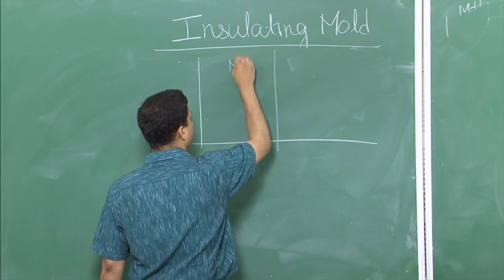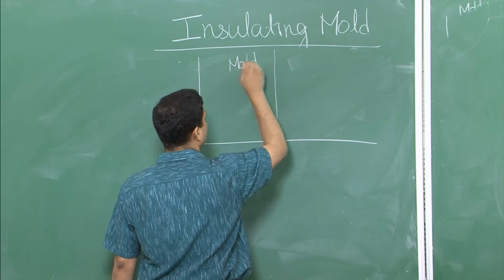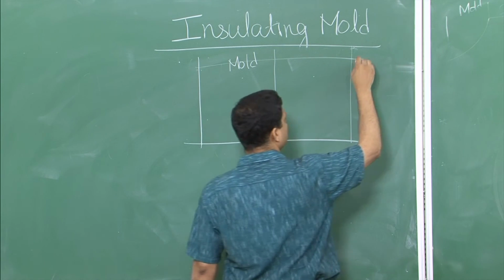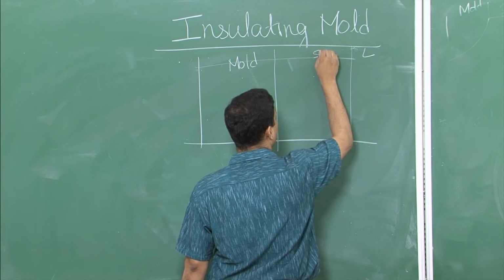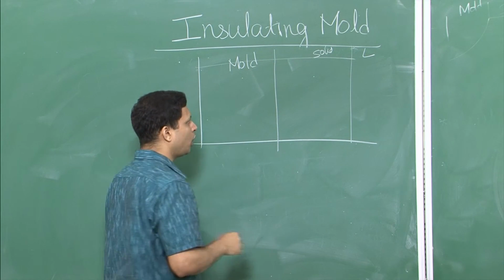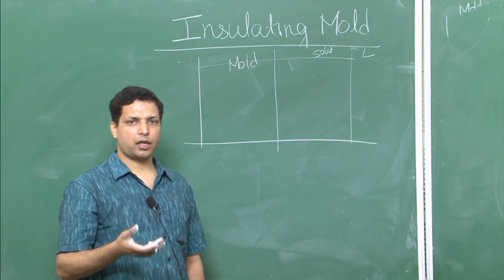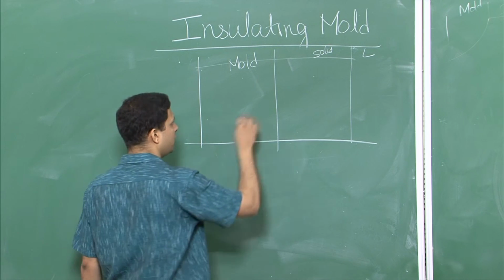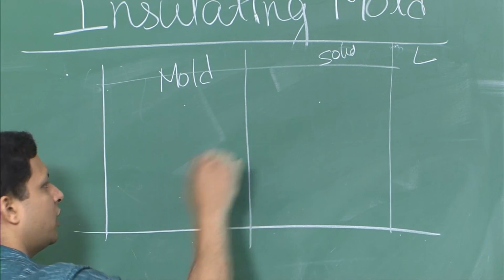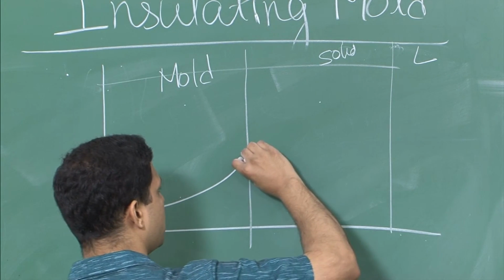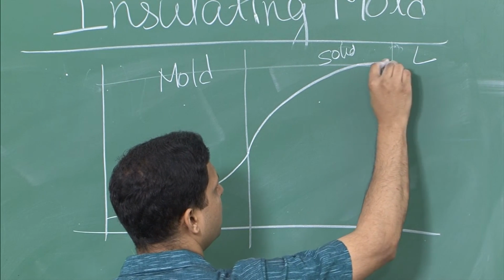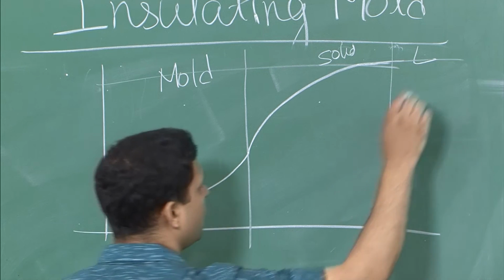So this is your mold, this is a liquid, this is a solid, and let us say we are talking about some condition where there is also a temperature drop in the solid, but there is no interface resistance. Again, we are just trying to understand why the plot looks like this. That is the whole intention.